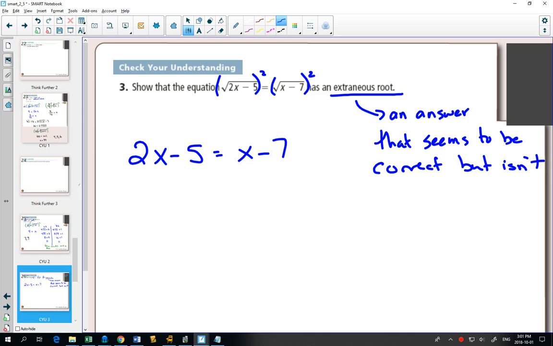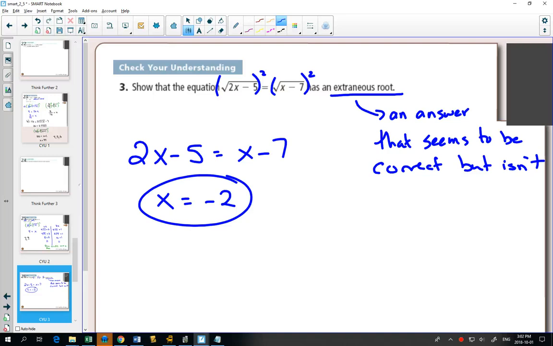Combining my like terms, subtract x on both sides. Add 5 to both sides, I get x equals negative 2. Now, to find out if an answer is extraneous, one of the things we're going to do with equations that involve radicals is verify our answer. In example 2, it asked us to verify our answer as part of the question, and it worked.